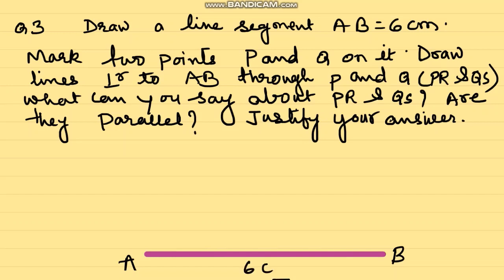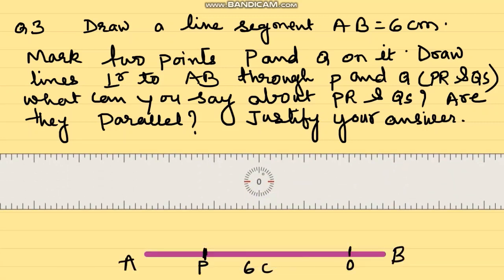Okay. Now you have to draw two lines. You have to draw two lines perpendicular to AB through P and Q. First, you have to mark points P and Q. Suppose this is a point P and this is a point Q. Now, what you have to do? You have to make perpendicular lines over this. So, let me make perpendicular lines.